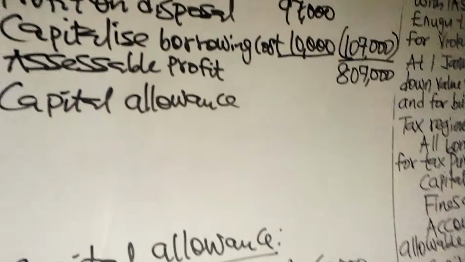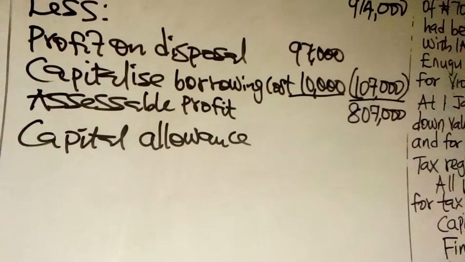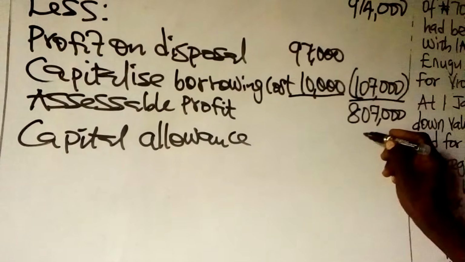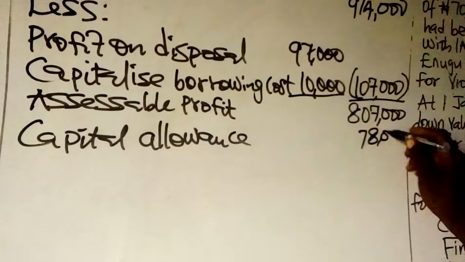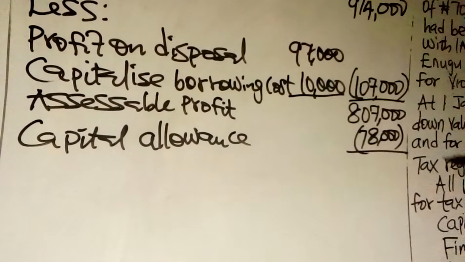So you now less capital allowance of 78,000. If you deduct it from 807,000, 807 minus 78, you have 729,000. Let me recast.